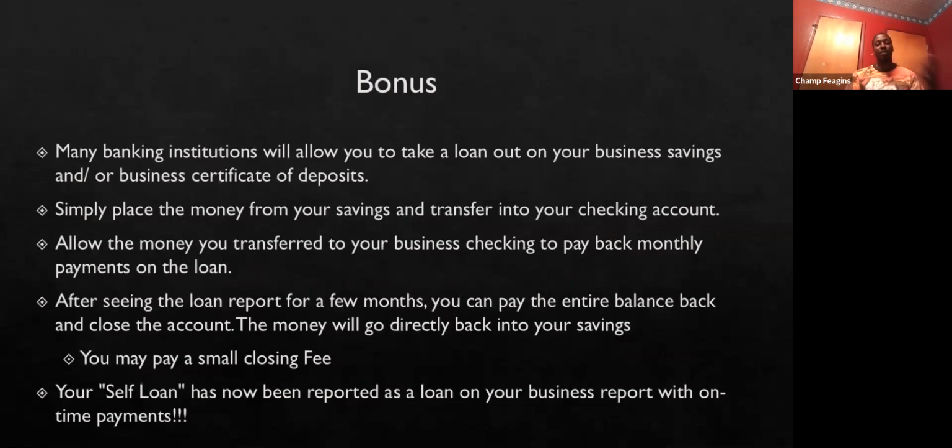Now, there's a bonus. Many banking institutions will allow you to take a loan out on your business savings or business certificate of deposits, or what we call CDs, right? Simply place the money from your savings and transfer it into your checking account. So I'm gonna give an example.